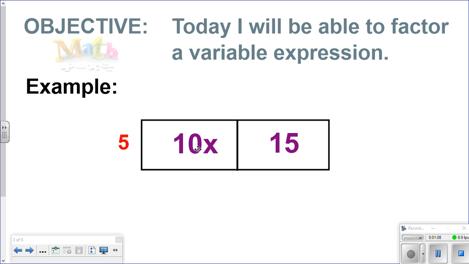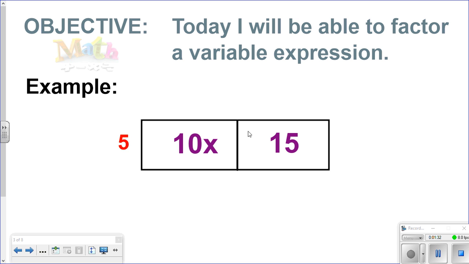If we know that we have the area of this big rectangle, both parts here, it's 10x plus 15. This part is 10x and this part is 15, so 10x plus 15. And we want to factor out a 5. One side is going to be 5. What's multiplied by that 5 that's going to give us a product, the area, of 10x plus 15?